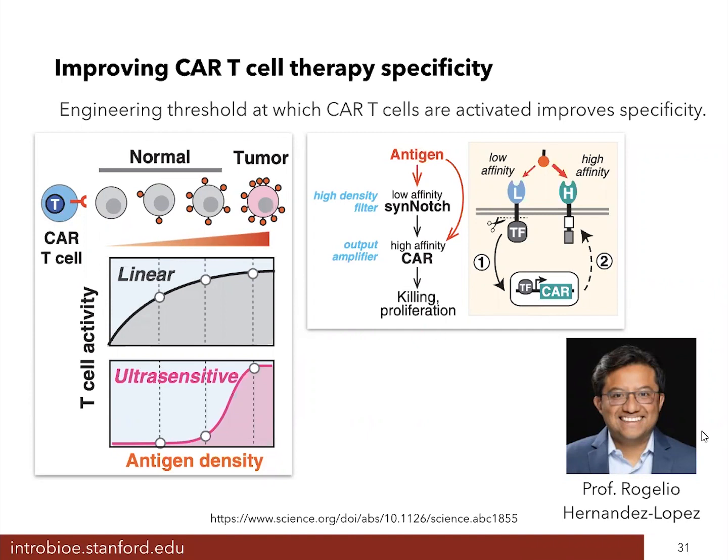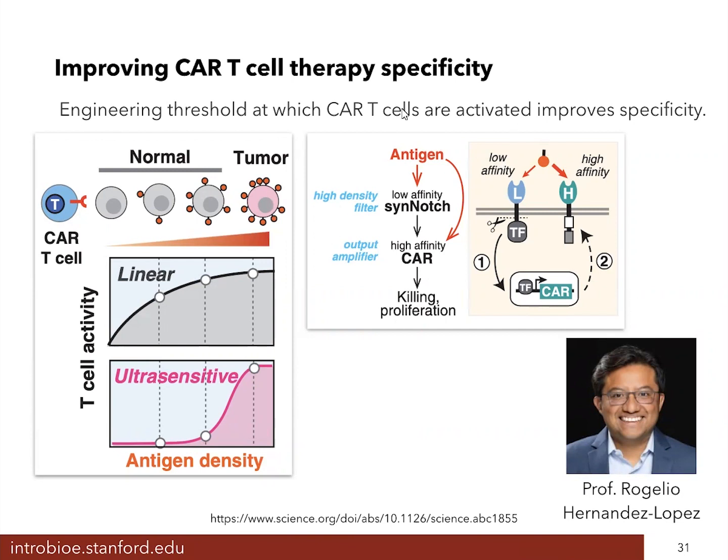And so Rogelio Hernandez Lopez, who is also a professor of bioengineering at Stanford, developed an approach to change the sensitivity of the CAR T cell to the amount of antigen displayed on the surface of a human cell. The way this is supposed to work is that at low concentrations of surface markers on these cells, you would get no CAR T cell killing, and only if there was a high concentration of the surface marker, which would indicate that this is actually a tumor cell, would you get killing of that cell. Okay, how does this actually work?